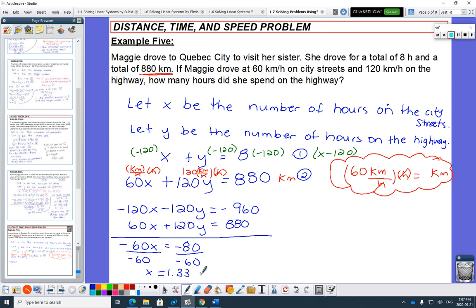So it's a repeating decimal, just round. Can you have a part of an hour? Sure. Can you have a negative hour? Can you go backwards in time? No. Okay, so then you can think about the logic of your answer. The question asks us for the hours spent on the highway, so we want to solve for y. I have rounded, so if you rounded and only did 1.3, that's fine, but your answer is going to be just a tiny bit different.